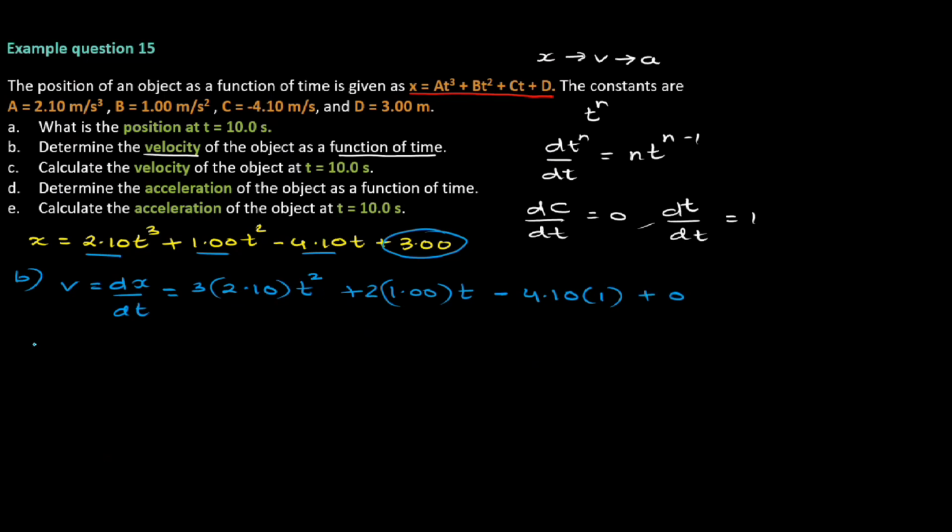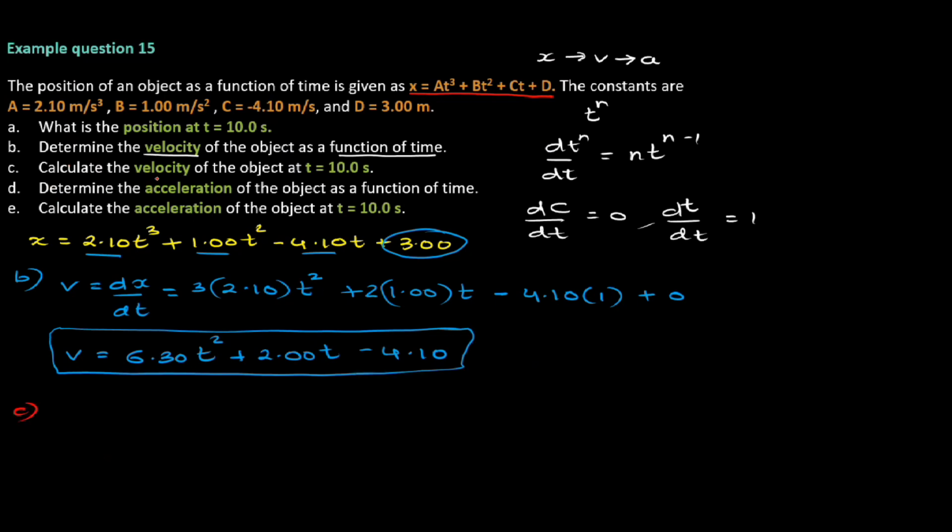So let's rewrite our velocity function. 3 times 2.10 will give me 6.30 t squared, plus 2 times 1 will give me 2 t minus 4.10. So this is my velocity function v.